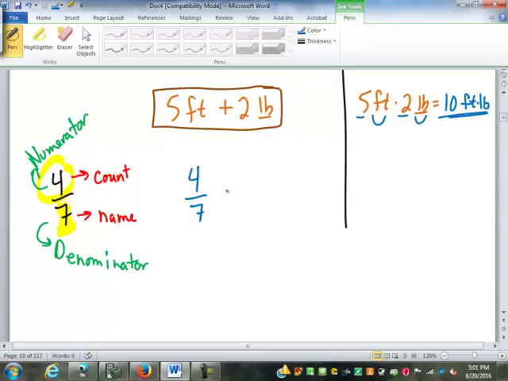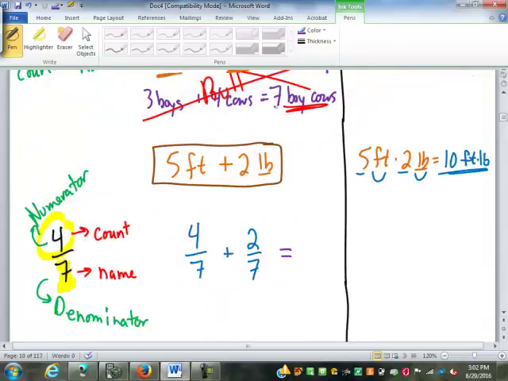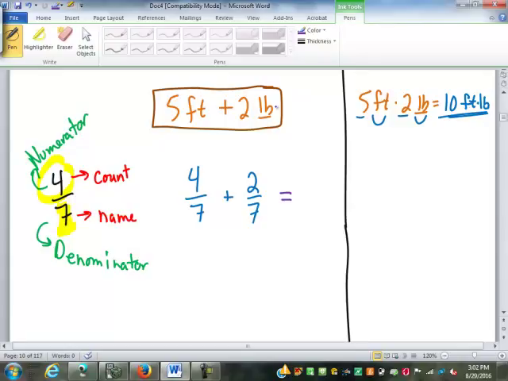So if I add 4 sevenths plus 2 sevenths, way back in about 3rd grade when you first started working with fractions, that 3rd grade teacher says, when you add fractions, you must have same denominator, common denominator. That's not a special rule for fractions. Any number, when we go to add, we must have the same name. When we add fractions, we must have the same name, or common denominator.